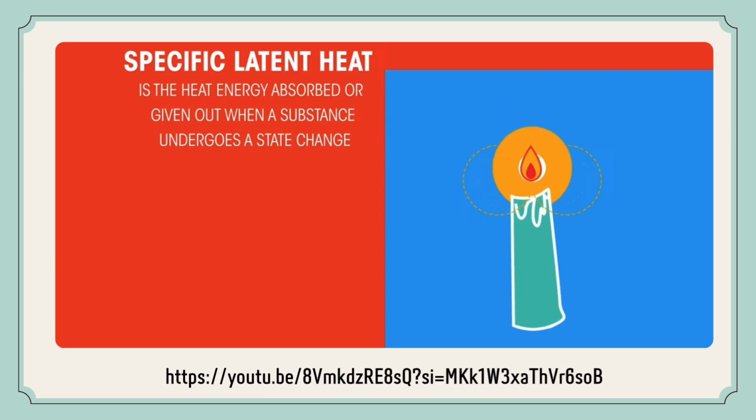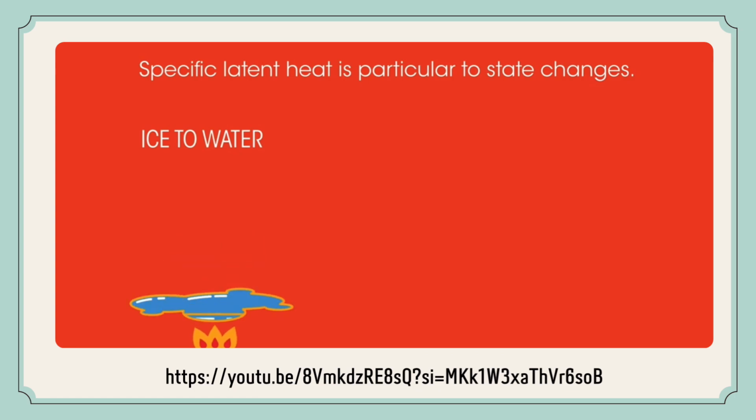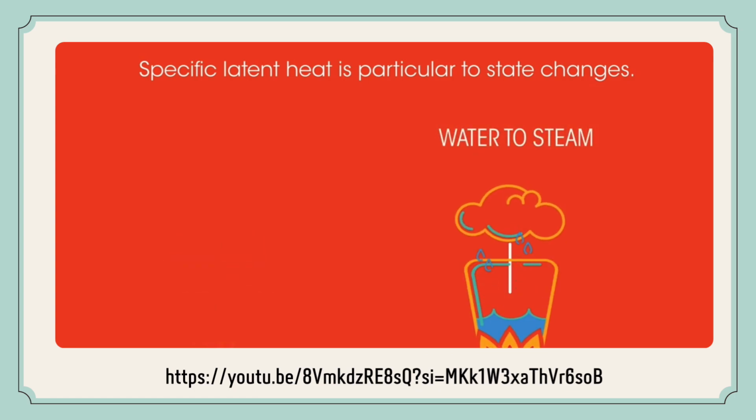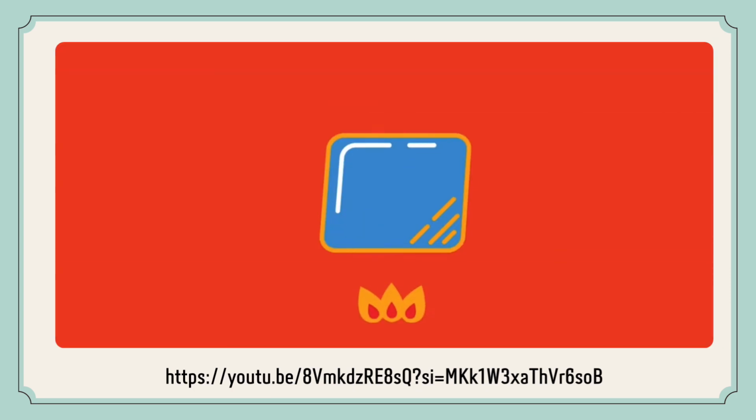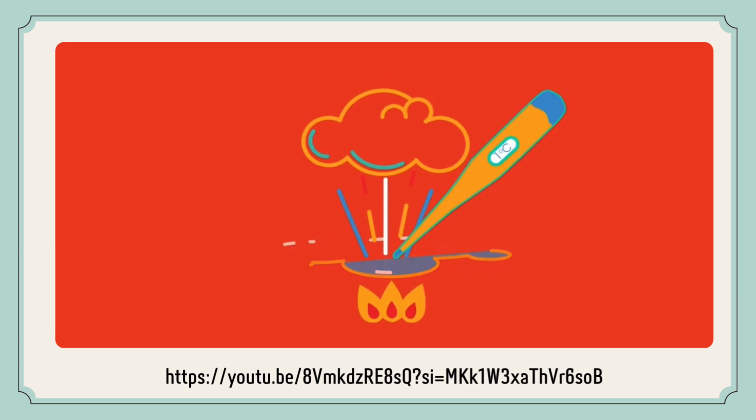Two key things to note. Firstly, specific latent heat is particular to state changes, so the specific latent heat to change ice to water is different to the specific latent heat to change water to water vapor. And secondly, there is no change in temperature during this change of state. It remains constant. The temperature will only change once the state change has completed.